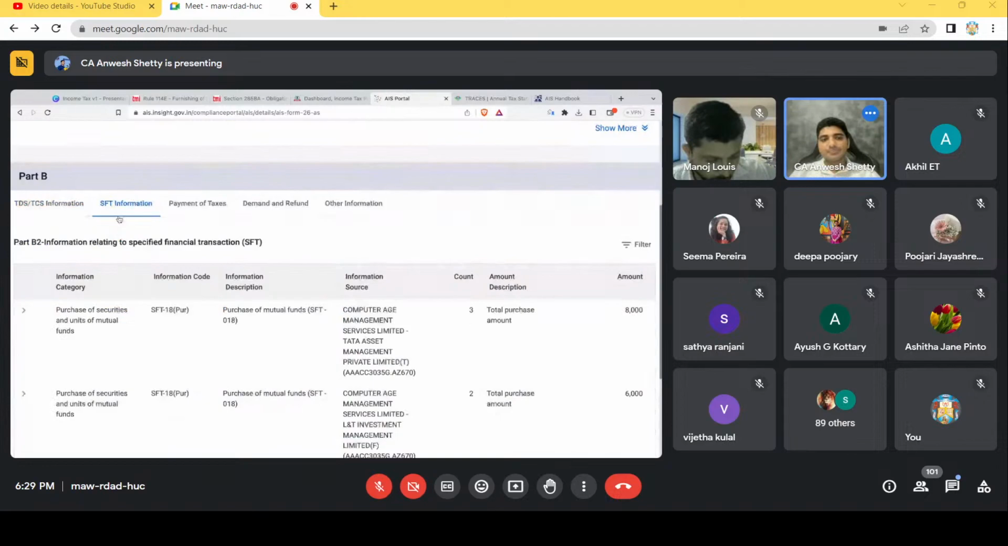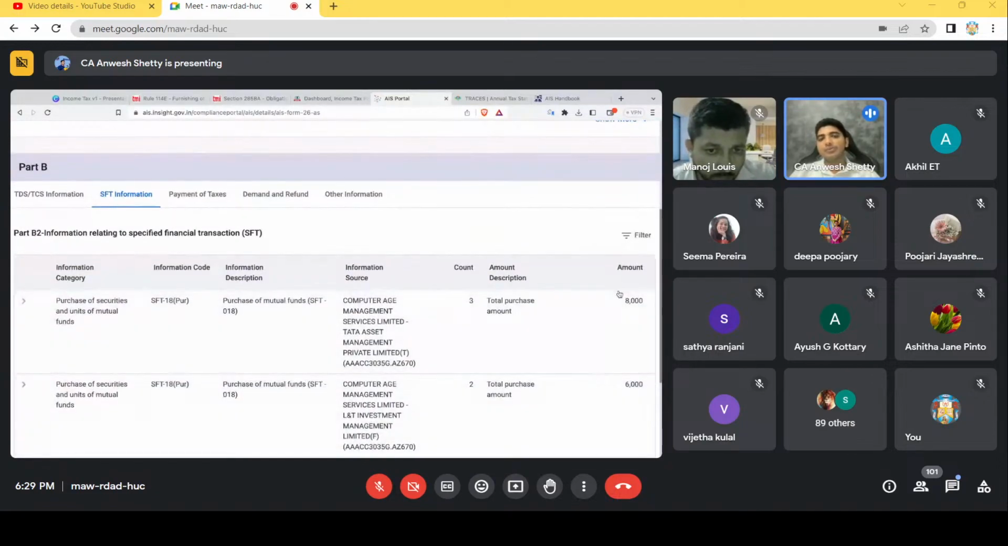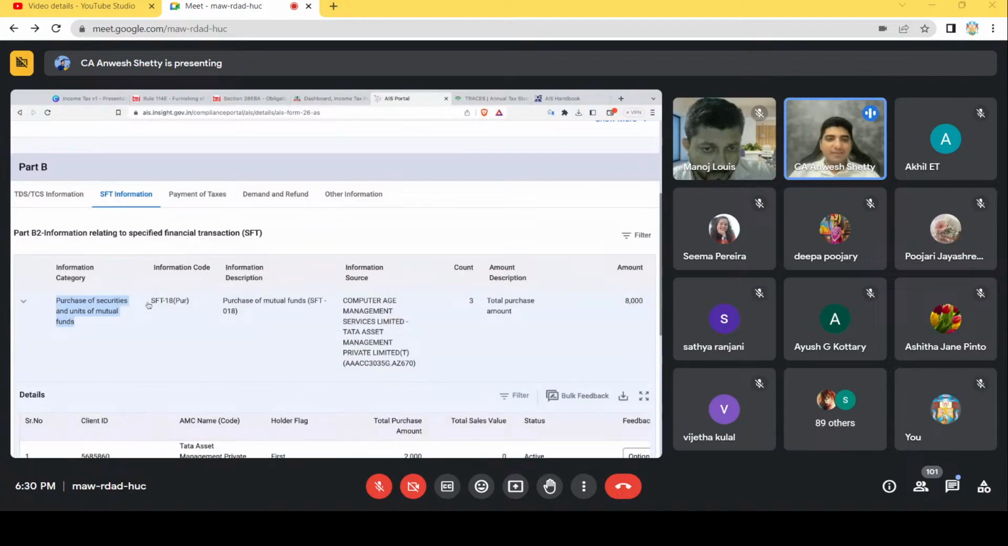Next, here is my specified financial transactions. So I have purchased some mutual funds that are appearing here, and if I want to claim 80C deductions, then these are the information that are readily available. Look at the details that come here. So here they say I have purchased some securities and mutual funds, and next they are using a code word, something called SFT 18.